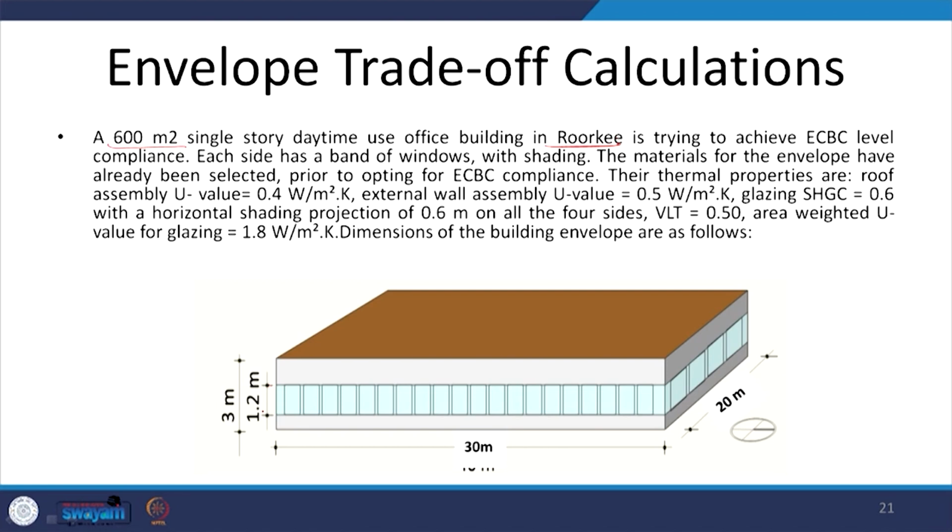It has a band of windows. The height of the window is 1.2 meter, the total height of the building is 3 meters, and there is no shading proposed. The materials for the building are given. For roof, for external wall assembly, for glazing, all the properties are given here. We also have the VLT given, and overall the building is oriented in such a manner that the shorter dimension of the building, which is the 20 meter side, is oriented towards north.